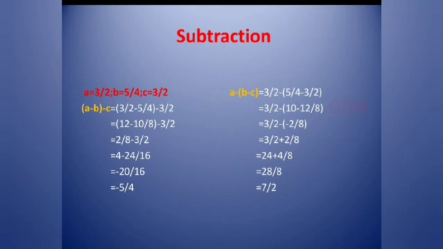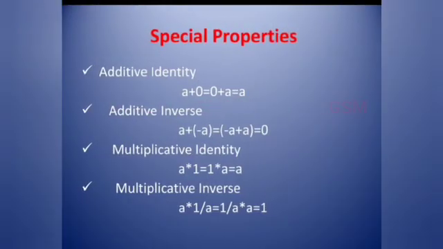Are you clear, children? Next are the special properties. Special properties means the identity and the inverse. The additive identity is 0 and the additive inverse is minus a. The multiplicative identity is 1 and the multiplicative inverse is 1 by a.